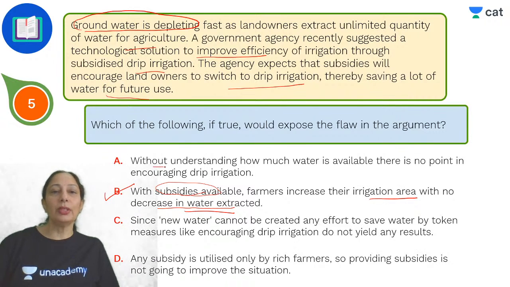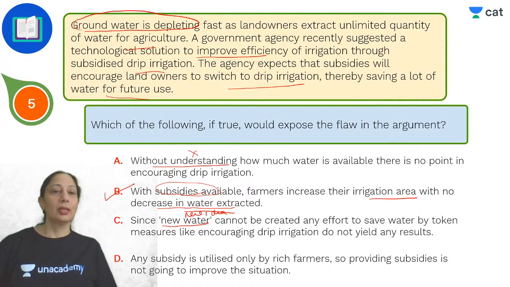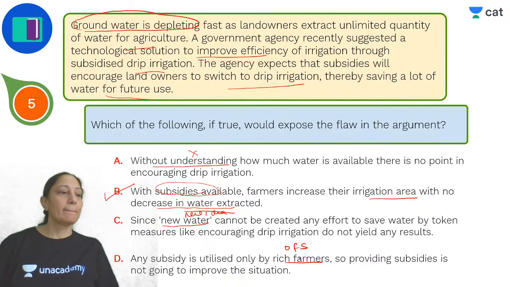This is talking about without understanding. This is not out of scope. Since new water cannot be created, this is again a new idea, right? Yes, any subsidy is utilized only by rich farmers. Now he is not making a comparison of rich farmers and poor farmers. So again, out of scope, right?